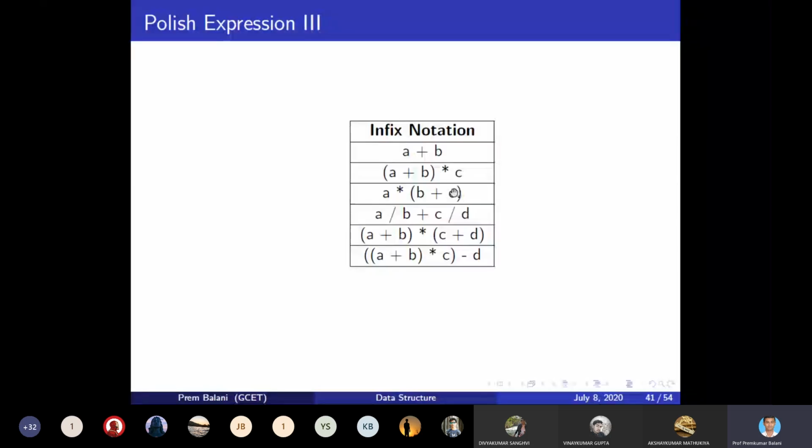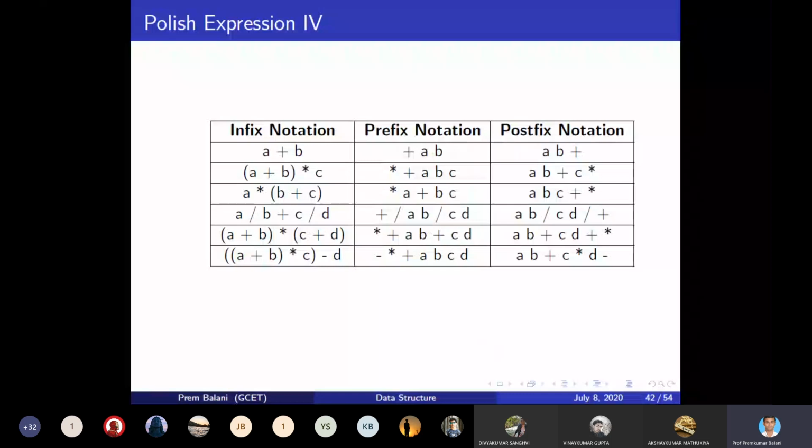So this was the assignment, right? So let's check the solution now. These are the answers for prefix and postfix notation. Please check it for a few seconds with your answers so that we can go ahead.